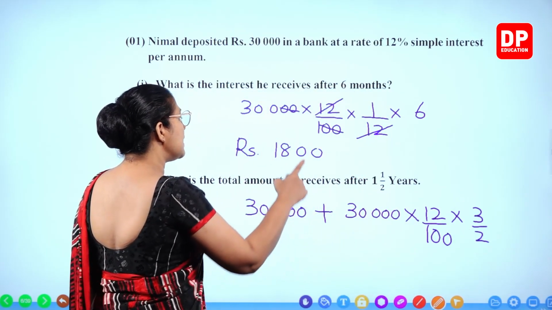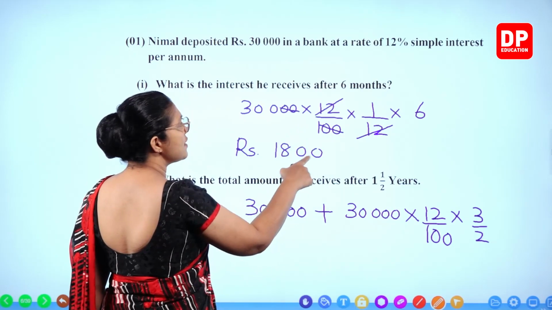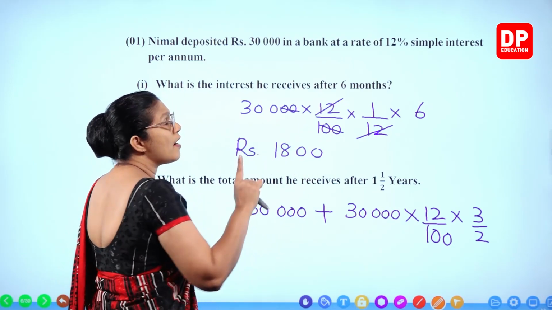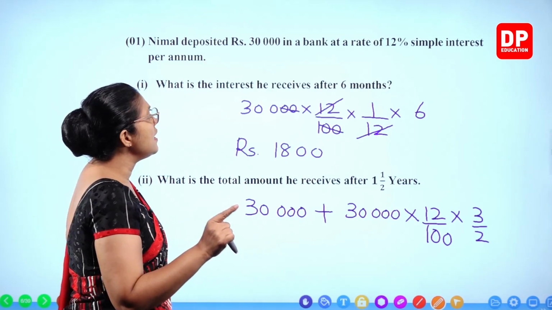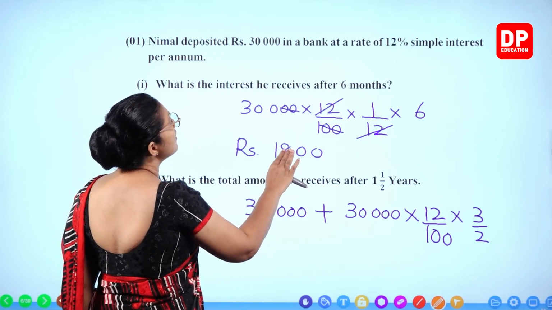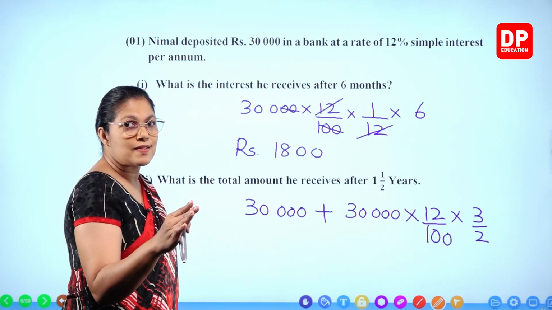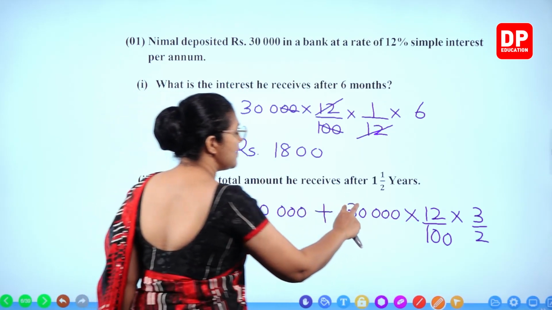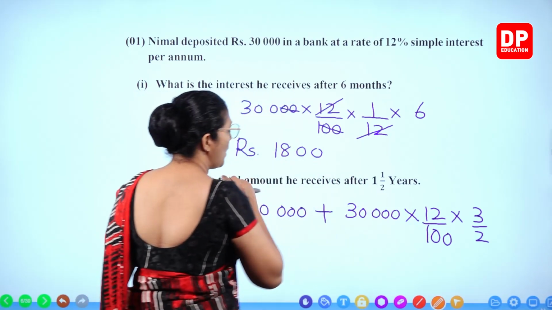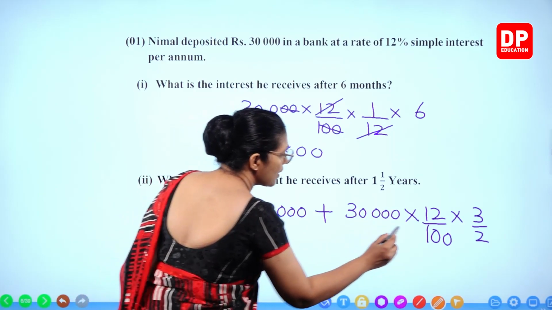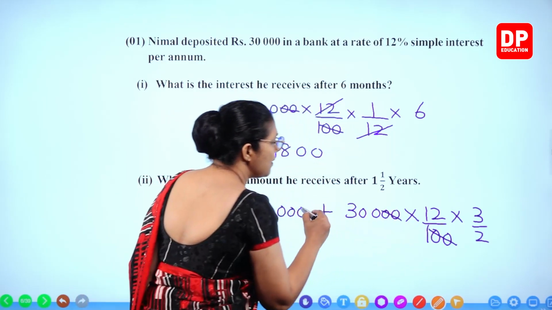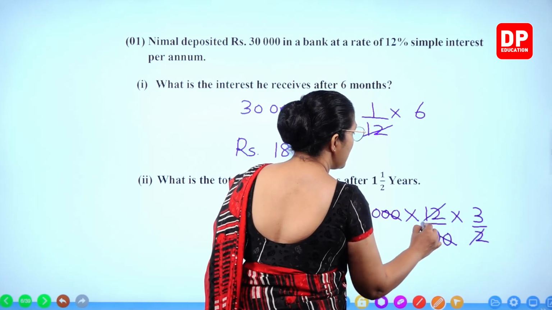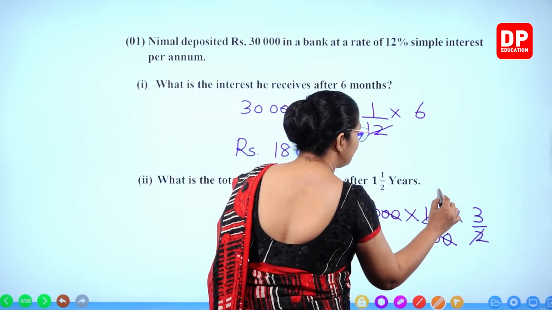Or what is the easiest way? This is for 6 months. So 1.5 years means 3 periods of 6 months. So 1,800 times 3. So easily you can do it with that as well to find the interest. But if you are doing it this way, just simplify. You need to get 1,800 times 3.